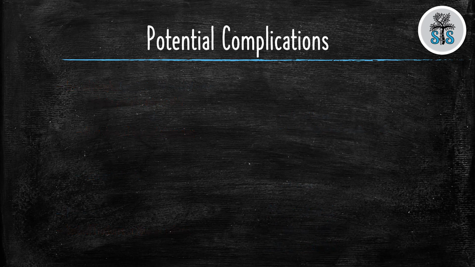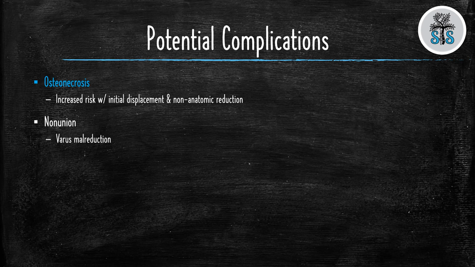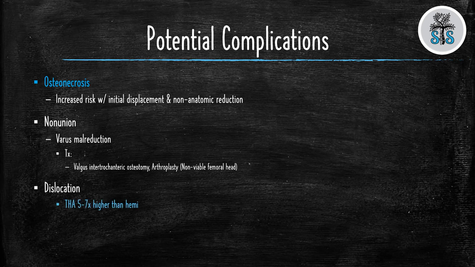Lastly, potential complications with femoral neck fracture. Osteonecrosis, because the blood supply is limited and the healing potential is limited, so there's increased risk with initial displacement and non-anatomic reduction. For non-unions and varus malreductions, the treatment is a valgus intertrochanteric osteotomy or arthroplasty. For dislocation, remember that total hips have a 5 to 7 times higher risk than hemi.